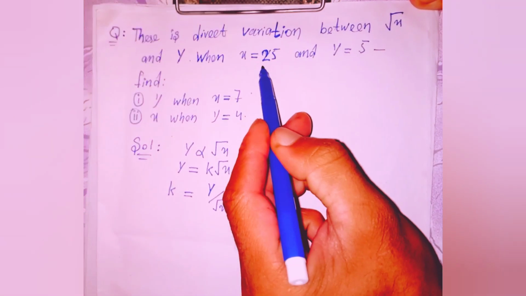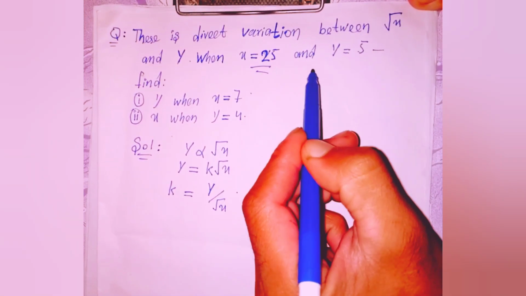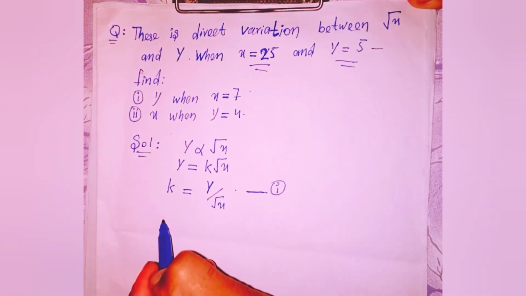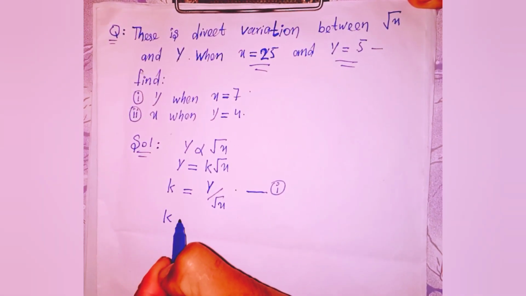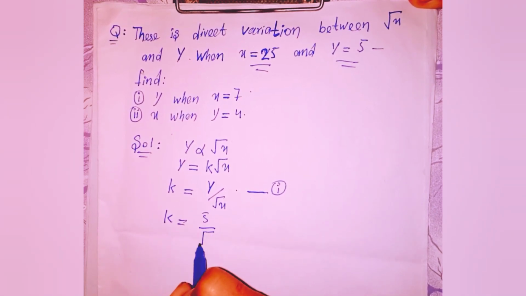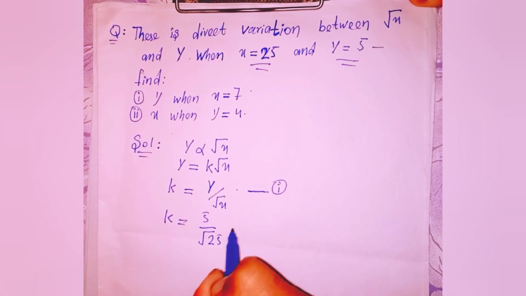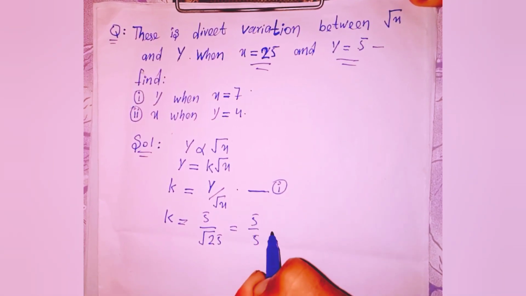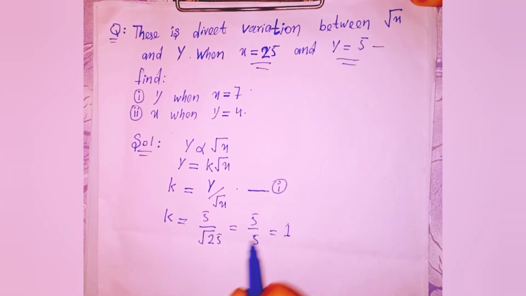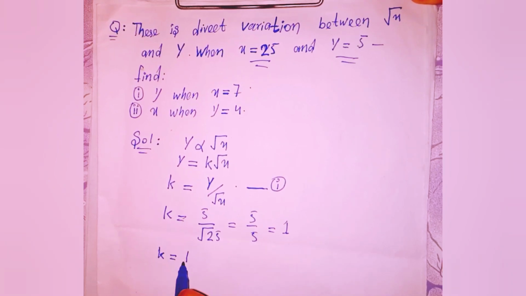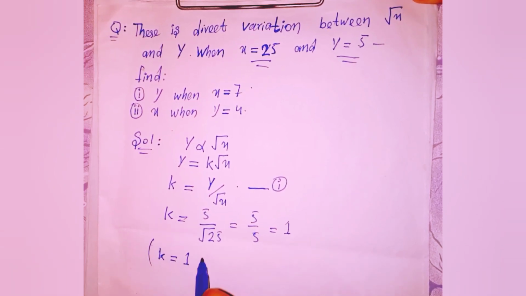Now we put the values of x equal to 25 and y equal to 5, so we can get the value of k. So here we can put y is equal to 5 and x is equal to 25. So from here we get 5 divided by 5, which is equal to 1. So we get the value of k is equal to 1.